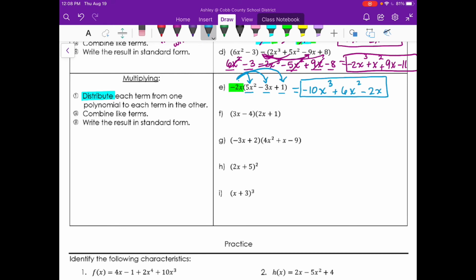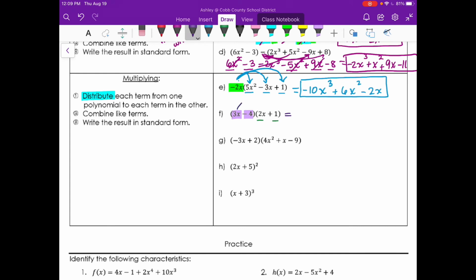Now this next one, I have a binomial times another binomial. So I'm going to have to multiply each of the terms in the first quantity to each of the terms in the second quantity. Sometimes we call this FOIL, or double distributing. I should have 4 terms when I distribute, then I'll combine like terms as needed.